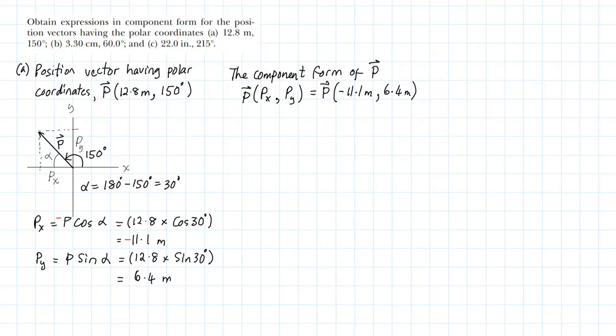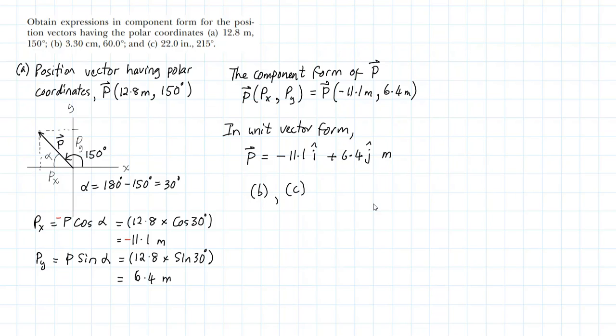How do you write the position vector in unit vector form? In unit vector form, how do we write this position vector? P is equal to negative 11.1 i direction, which is in the x direction, plus 6.4 j direction, all in meter. So you guys can try to answer part B and part C.